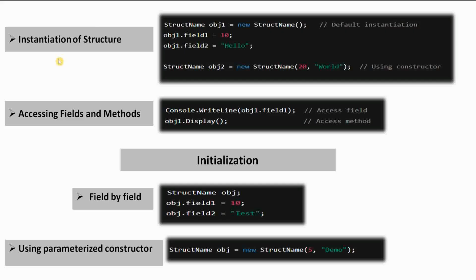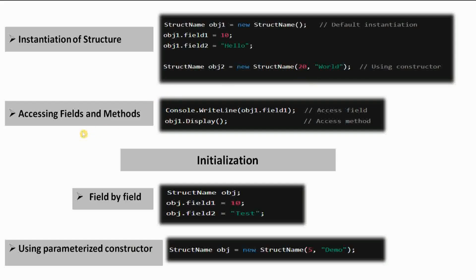Next we have instantiation of a structure. How can we instantiate? First we create the structure model, then we instantiate with the structure name and create the object with the new keyword, and this is the default instantiation. Here we provide two values one by one into two fields, the first is an integer field and the second is a string field. If we want to provide values directly at instantiation time, means at initialization time, then we can provide them in this way. This is called a constructor.